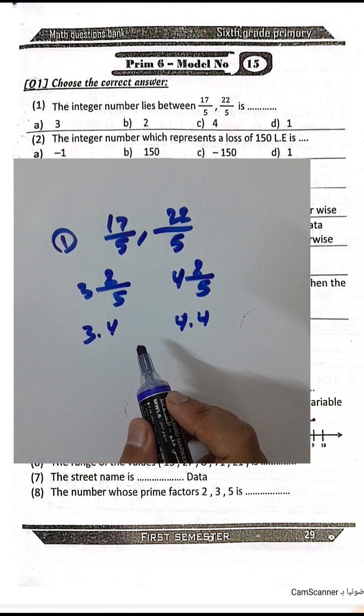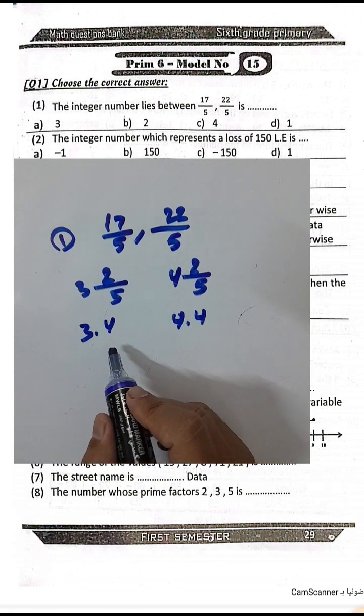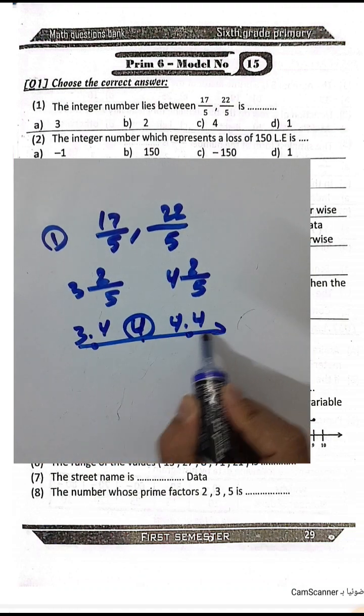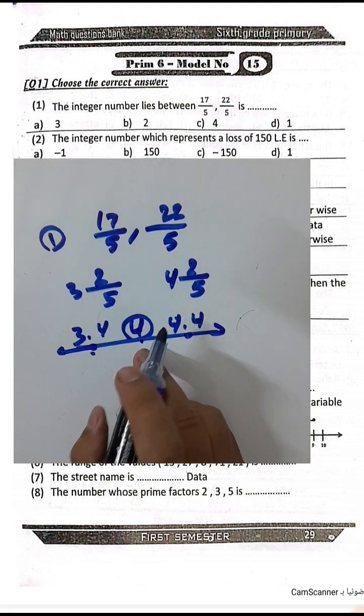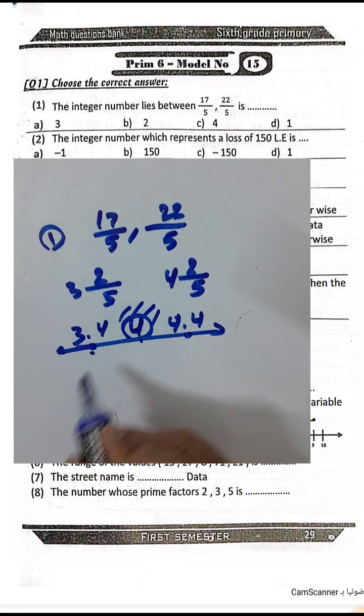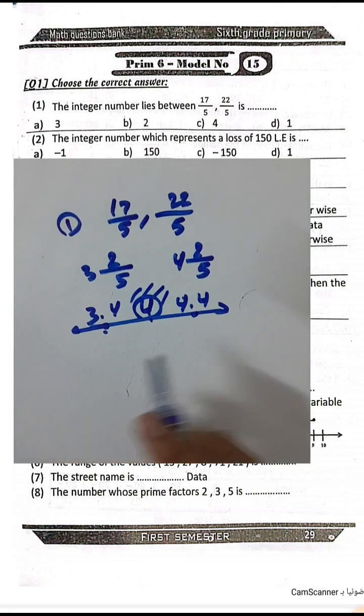We want to find the integer number that lies between them. It will be 4. We have on the number line 3 2/5 and 4 is greater than this number, and then 4 2/5. Then the number will be 4. Choose letter C.